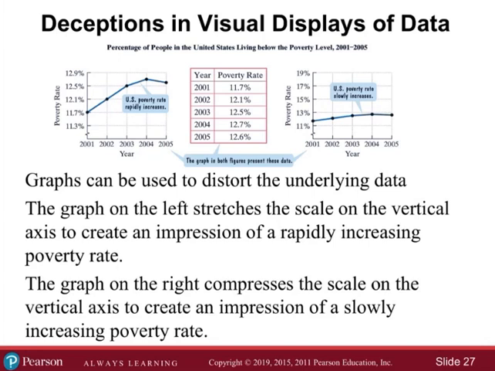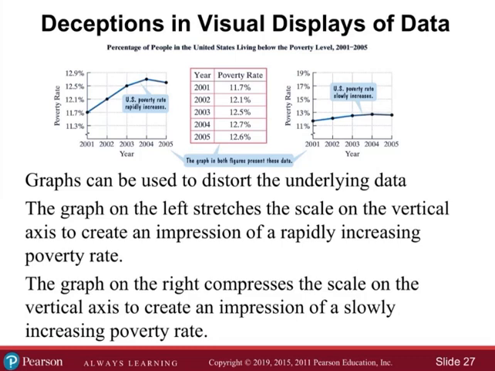Okay, so let's look at this. Deceptions in visual displays of data. Percentage of people in the United States living below the poverty level from 2001 to 2005. Okay, poverty rate. The U.S. poverty rate rapidly increases from 2001 to 2004. The graphs in both figures present this data, right? If we look at the graph on the left, notice there's a sharp increase in the poverty rate versus the way the data is displayed on the right. It looks like a gradual increase, right? It looks like it's slowly increasing, right?